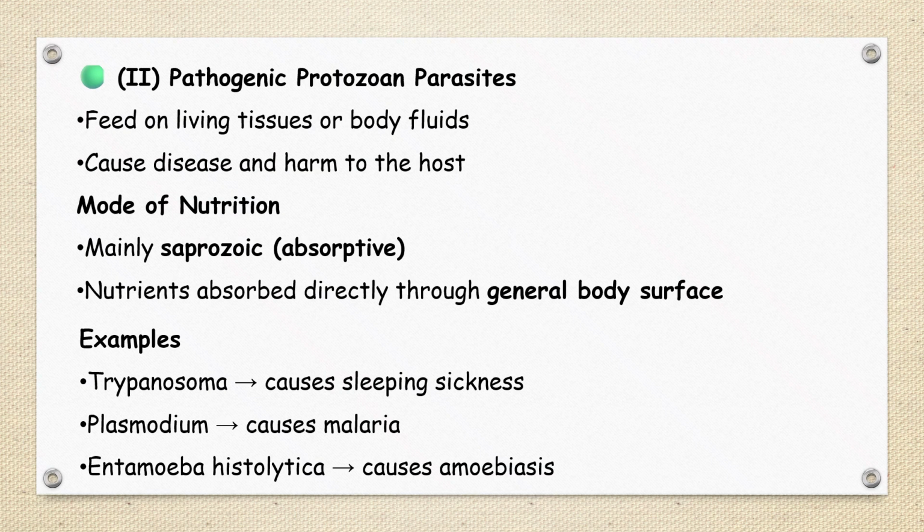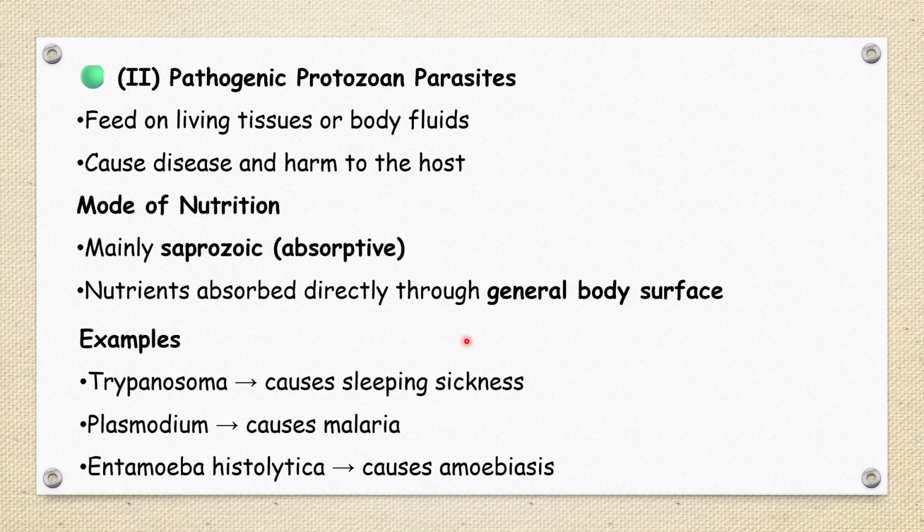The second category of parasitic protozoans is known as pathogenic protozoans because they are known for causing diseases, lots of symptoms and everything, right? Because they feed on the living tissues or the body fluids, the host exhibits the symptoms of the disease. So how do these pathogenic protozoan parasites feed? They're parasitic as well as pathogenic. They exhibit saprozoic nutrition, that means directly absorbing the nutrients from the host, and apart from that they cause lots of symptoms also.